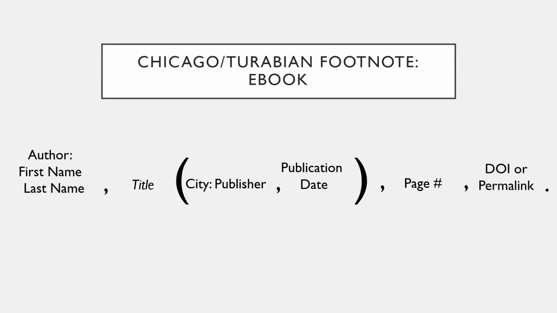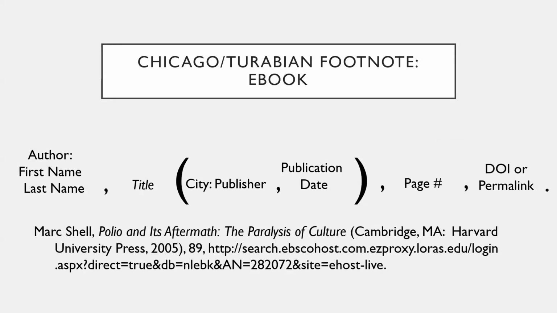And then we have the fun Chicago Turabian footnote. Everything is again separated by a comma. Then we have the title, and the city, the publisher, and publication date are again in parentheses, followed by the page number. Then you have the DOI or permalink at the end. As you can see, everything is separated by a comma or a parenthesis, with a period at the end. So this is what it would look like.